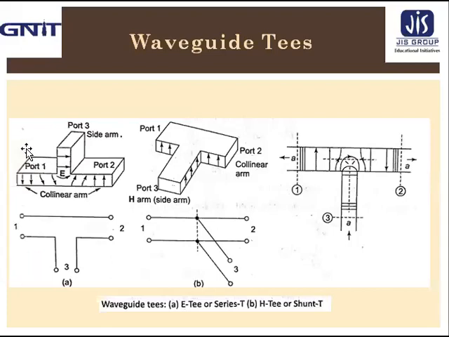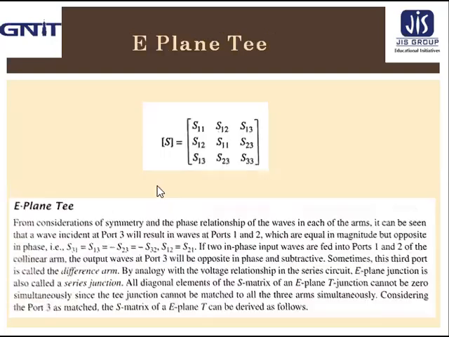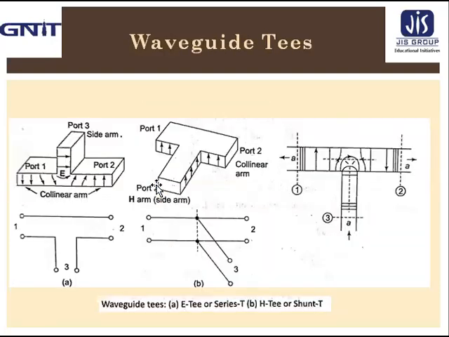All the diagonal elements of the S matrix of an E-plane T junction cannot be zero simultaneously, since the T junction cannot be matched to all the three arms simultaneously. Now, considering port 3 is matched, the S matrix of an E-plane T can be derived as follows.